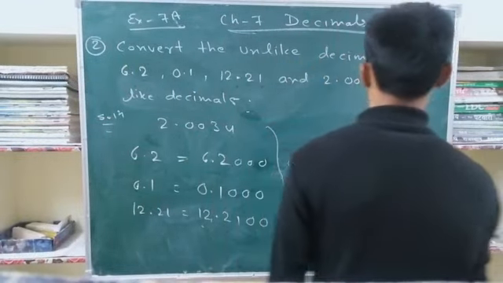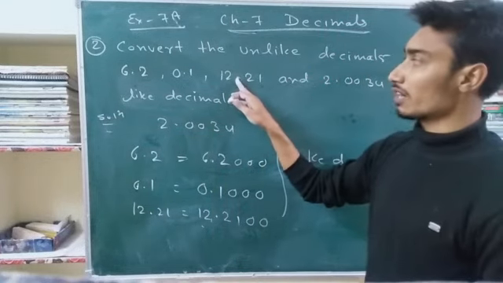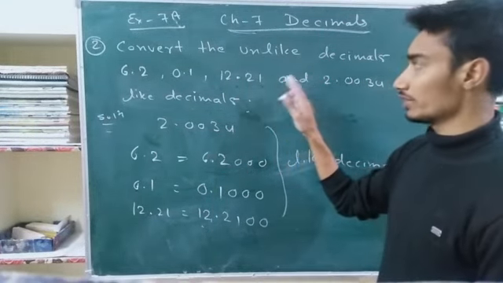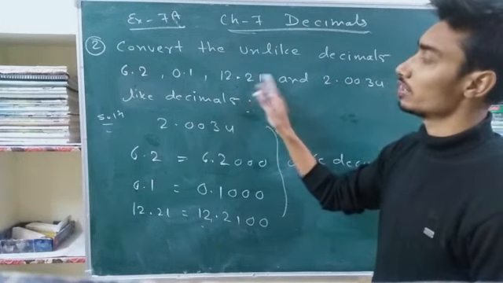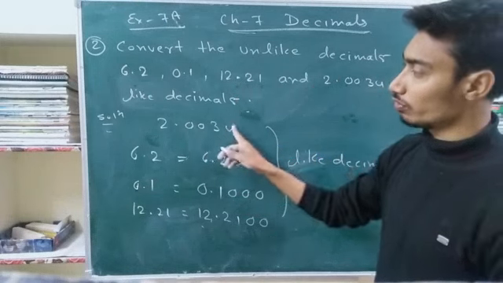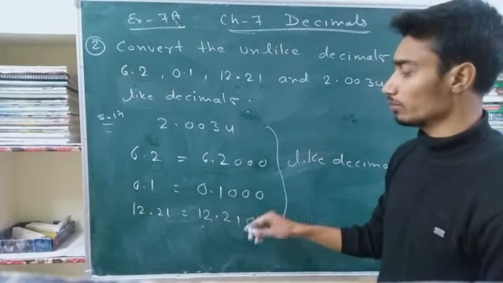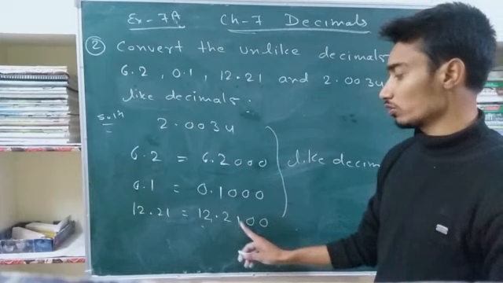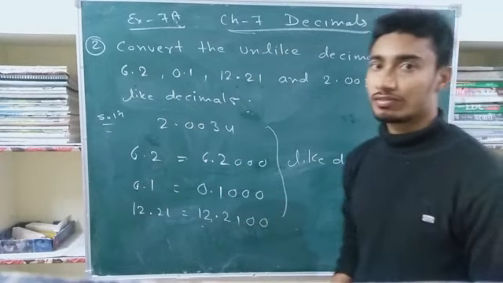Okay. So if the numbers after the decimal point are not equal, these are called unlike, and if the numbers after the decimal point are equal, that is called like. Now you can count. There are 1, 2, 3, 4 numbers here, and also 1, 2, 3, 4 numbers here. So these are all like decimals.